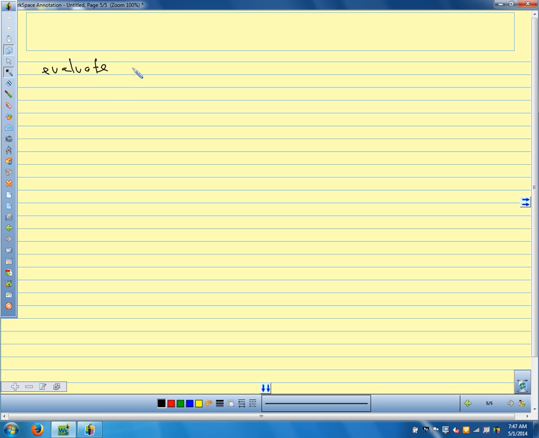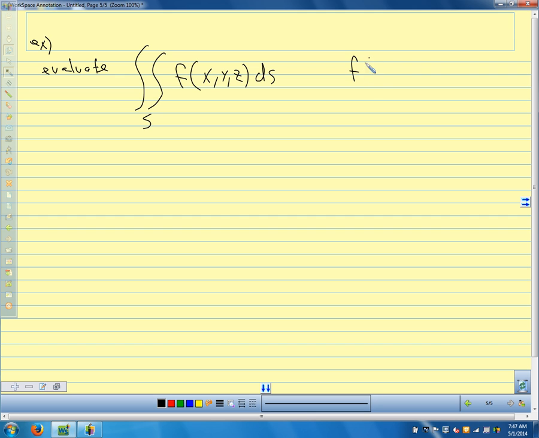So we're going to evaluate the surface integral of f of x, y, z dS. And for this example, f of x, y, z is the square root of x squared plus y squared plus z squared. So this is looking a little more challenging already. And our surface is z equals the square root of x squared plus y squared. And we're saying that (x minus 1) squared plus y squared is less than or equal to 1.